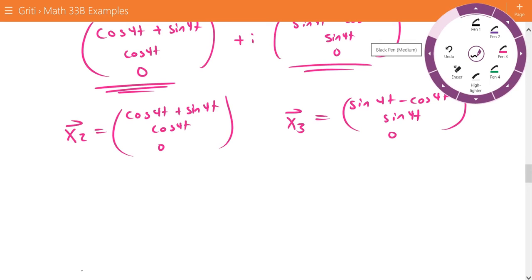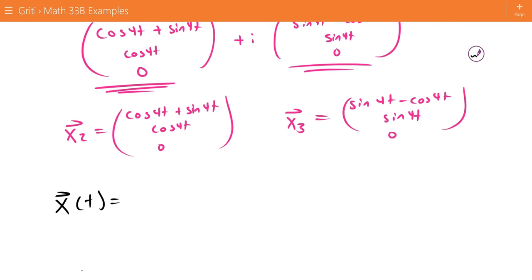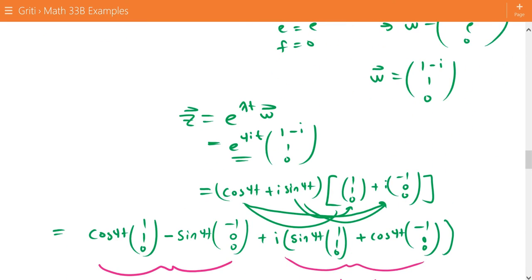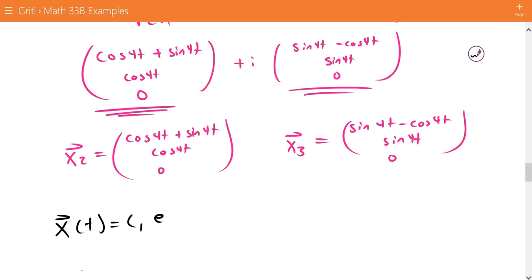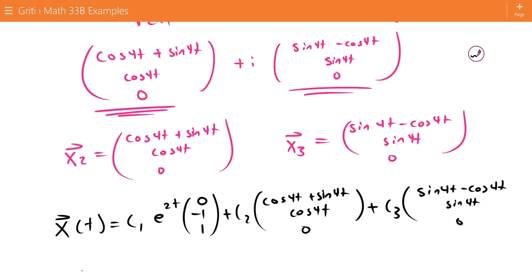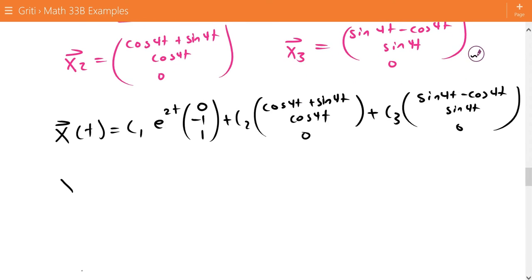So now combining what we have, we get x of t equals c1 times x1, where x1 was e to the 2t times (0, negative 1, 1), plus c2 times x2, plus c3 times x3, and we can split this up to get our x, y, and z back.